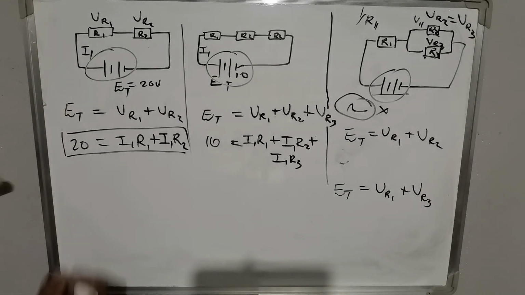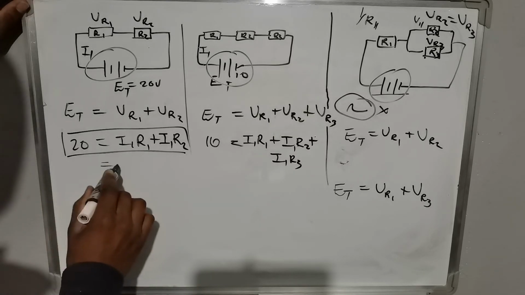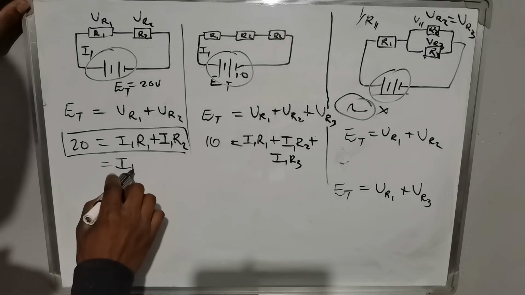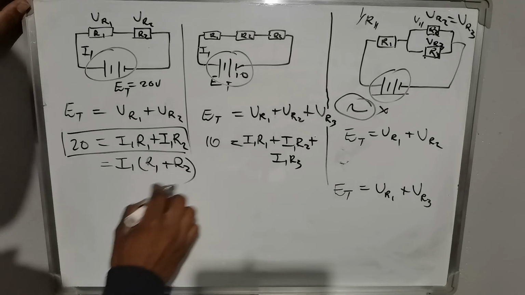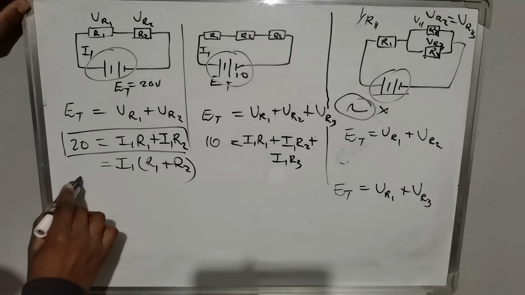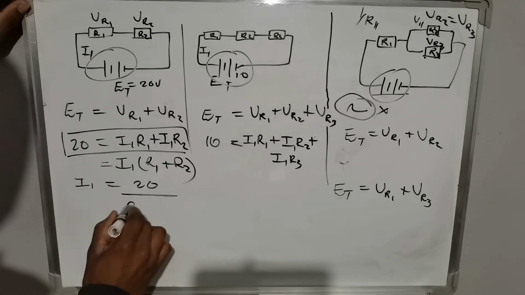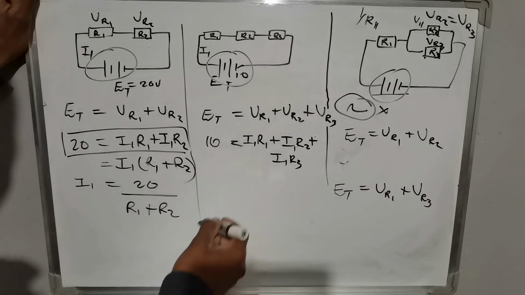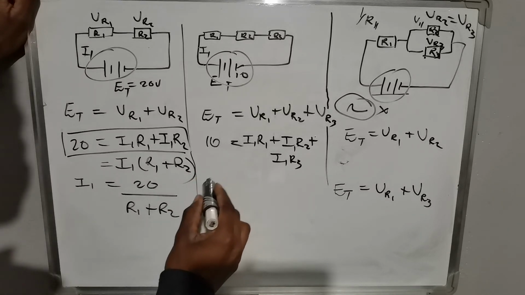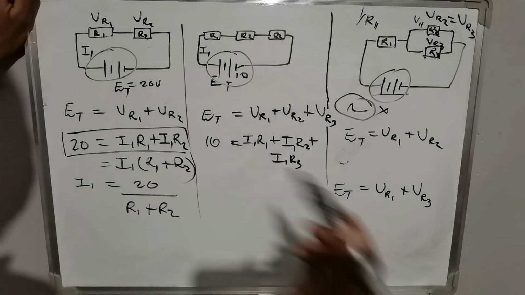So maybe, to make it interesting, take out I1 as the common factor and R2. So for us to get I1, we would say 20 divided by R1 plus R2. And if you look at it, it agrees with what you learned concerning series circuits, N3, N2, N1, and also in geometric.